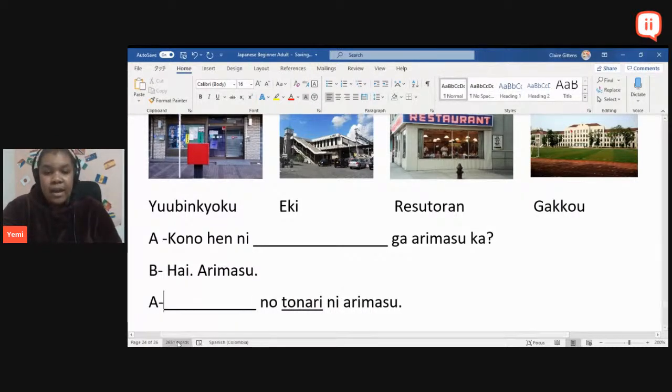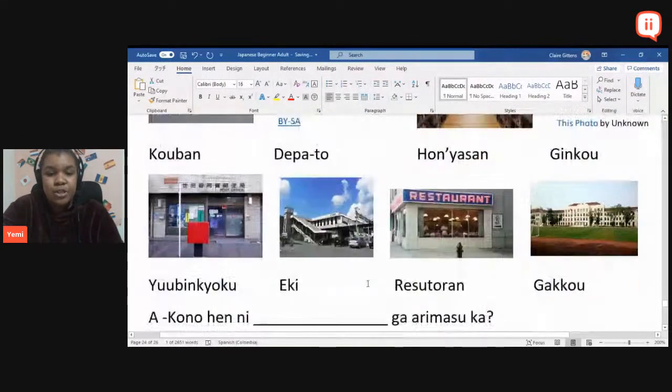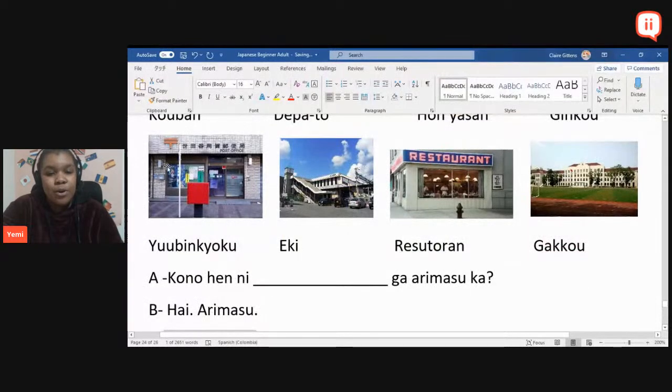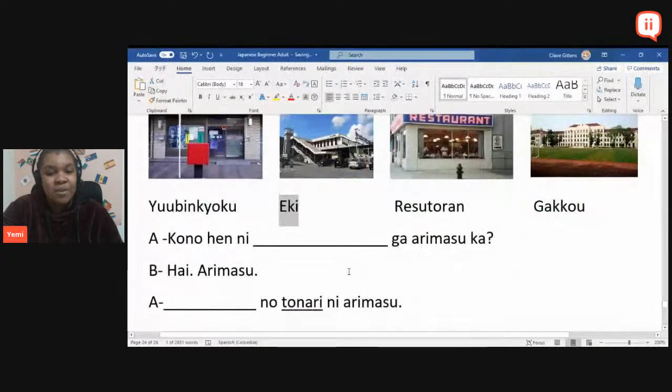Hai, arimasu. No tonari ni arimasu. So tonari is next to, okay? So if we look at these pictures, kono hen ni yūbin kyoku ga arimasu ka? Hai, arimasu. What is it next to? Eki no tonari ni arimasu.